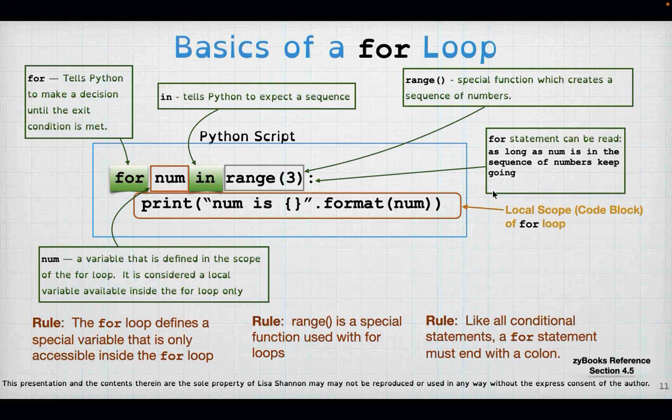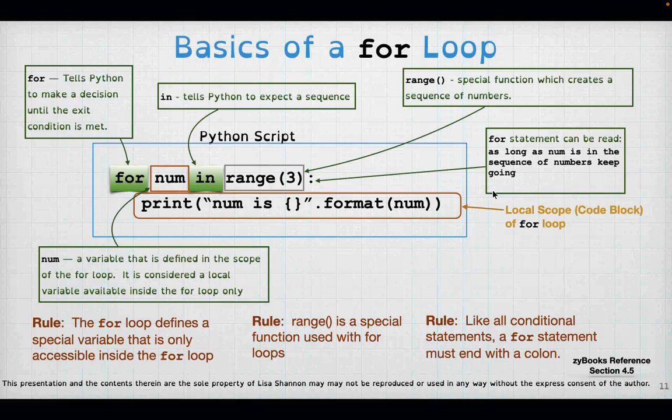Range is a special function used just for for loops. Well, not just for for loops, but that's pretty much how we're going to use them. Like all conditional statements, the for statement has to end with a colon. If you forget the colon, you're going to have unhappiness.